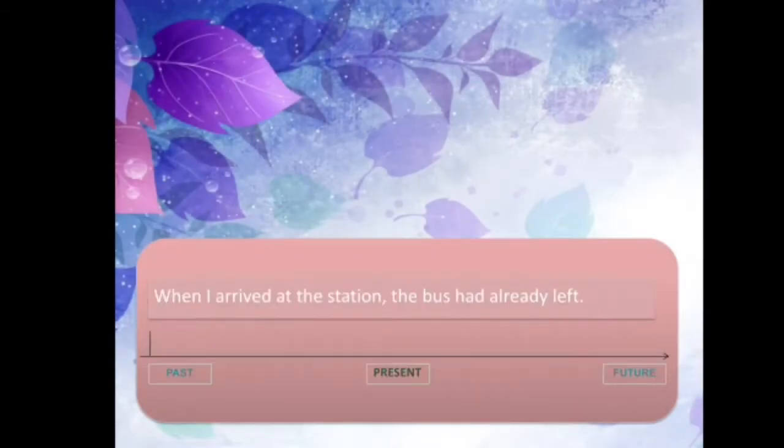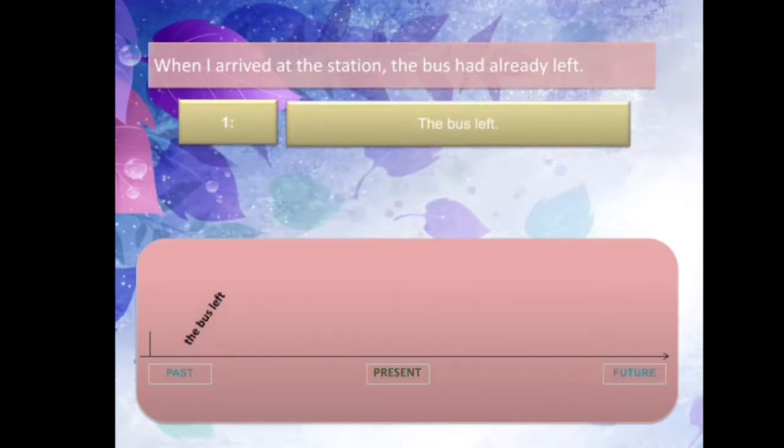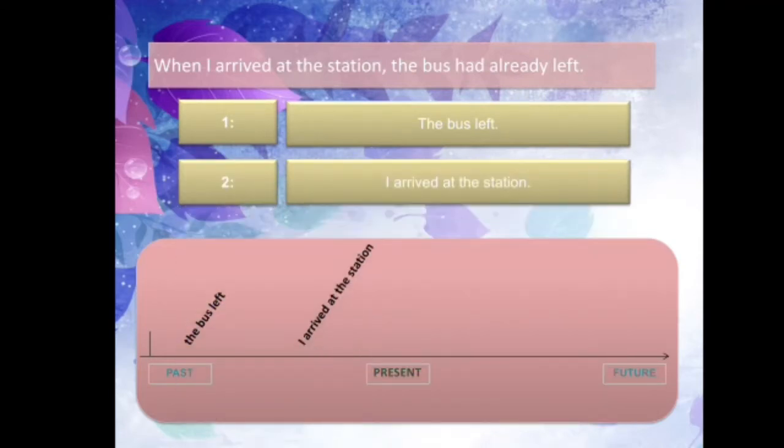Let's look at this example. When I arrived at the station, the bus had already left. On the timeline, you will find the first action, yes, in the past, and the second action also in the past. But the action number 1 happened before action number 2. Action 1 past perfect, action 2 past simple. So past perfect will be started and finished before past simple. So the bus had already left.